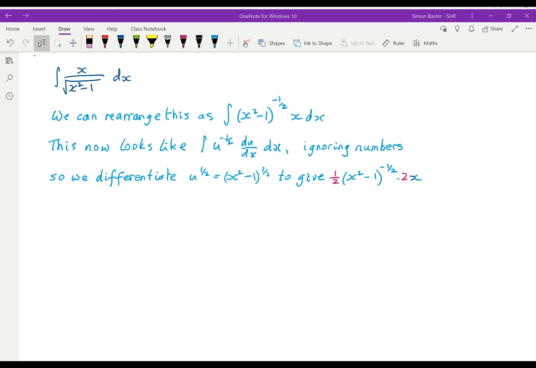So if that is true, we must differentiate u to the 1/2. That's x squared minus 1 to the 1/2 to give us 1/2 x squared minus 1 to the minus 1/2 times 2x. The 1/2 and the 2 cancel, and so in this instance we just get that this is equal to x squared minus 1 to the 1/2 plus c.